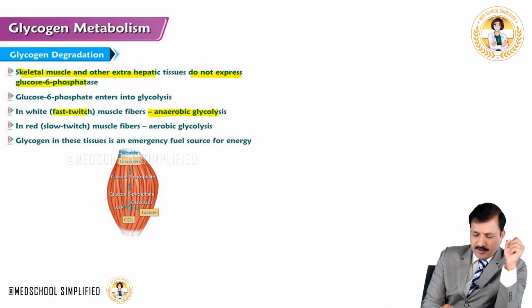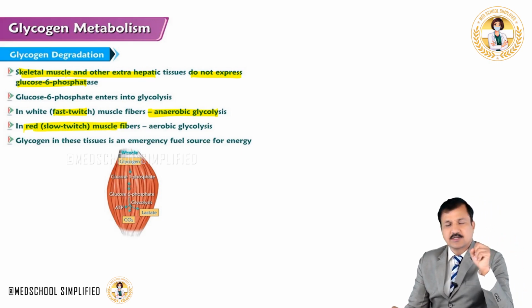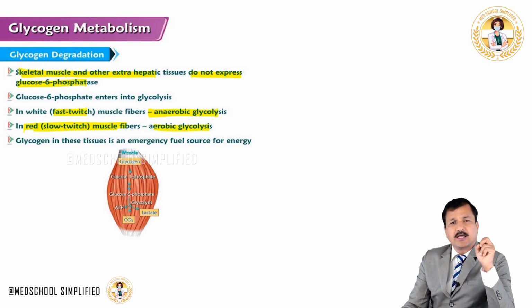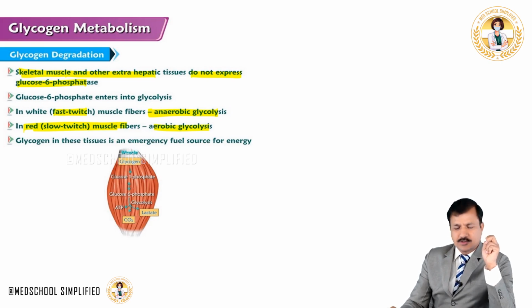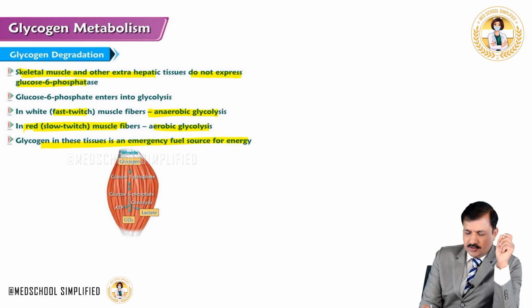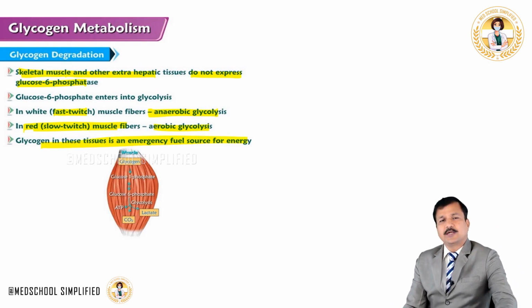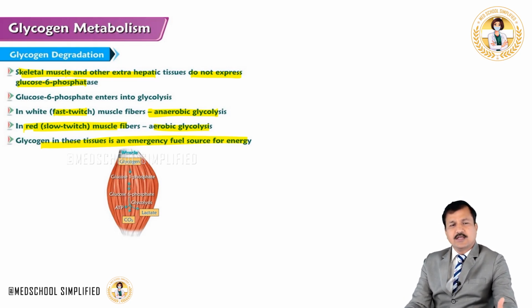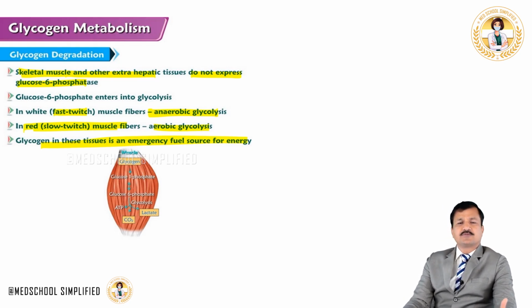In a red muscle fiber, that is slow twitch muscle fibers, glucose-6-phosphate enters into aerobic glycolysis, making carbon dioxide, and a lot of ATP is given. Now the glycogen in these tissues is used as an emergency fuel source for energy, not to maintain the blood glucose level. So the purpose of glycogen present in the skeletal muscle is for its own use, not to make glucose or maintain the blood glucose level.